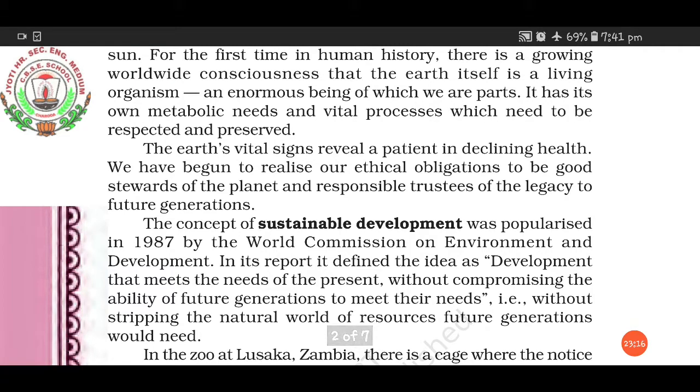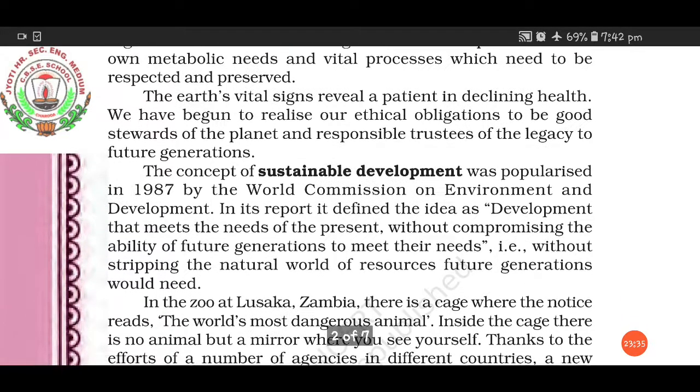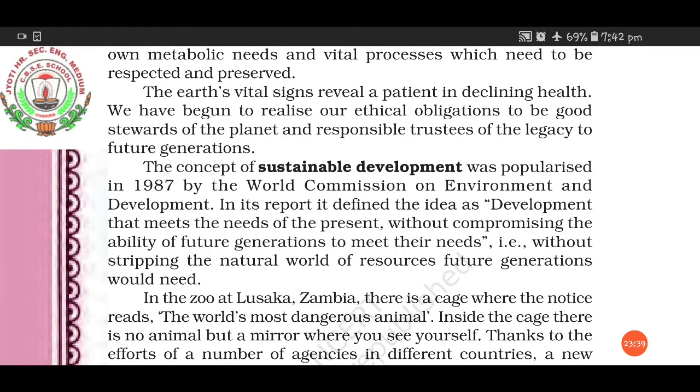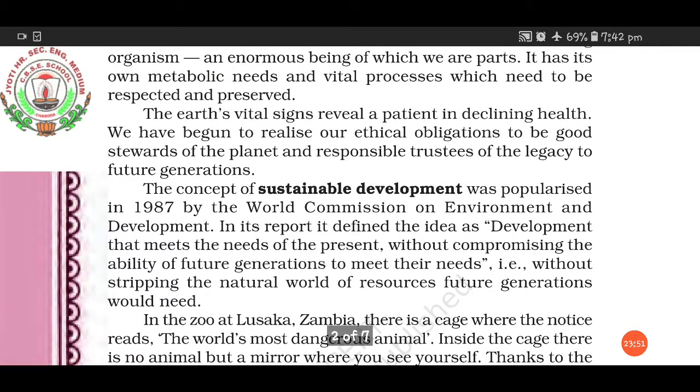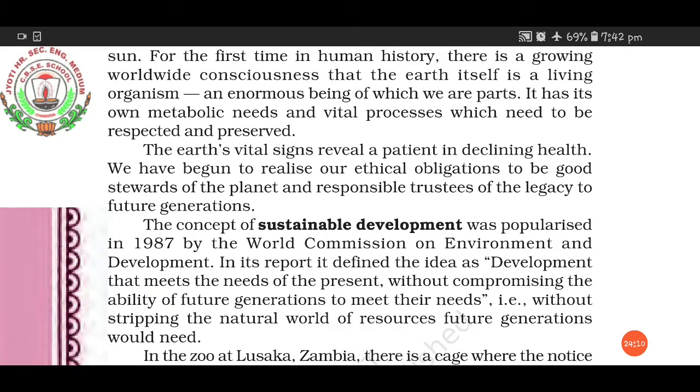The earth's vital signs. It means there are many important symptoms shown by earth, which tell us that her health is deteriorating. It's becoming worse. And it is high time that we realize our ethical obligations. Obligations means necessary, compulsory. Ethical means social duties. Social duties which are compulsory. And what is that? First, to be good stewards. Here, stewards means guards, warriors, who can safeguard, who can give safety to the planet Earth.